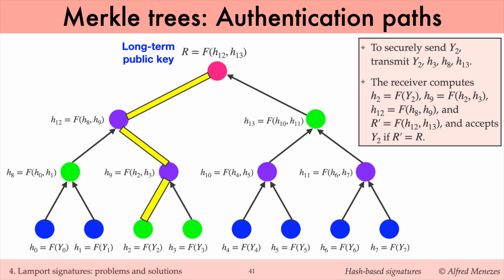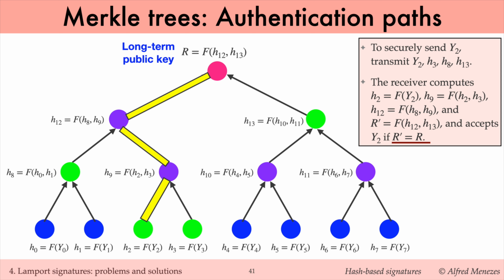The receiver Bob, who we're assuming has an authentic copy of R, can verify the authenticity of Y2 as follows. Bob first hashes Y2 to obtain H2. He then hashes H2 and H3 to obtain H9, hashes H8 and H9 to obtain H12, and hashes H12 and H13 to obtain a candidate root R prime.